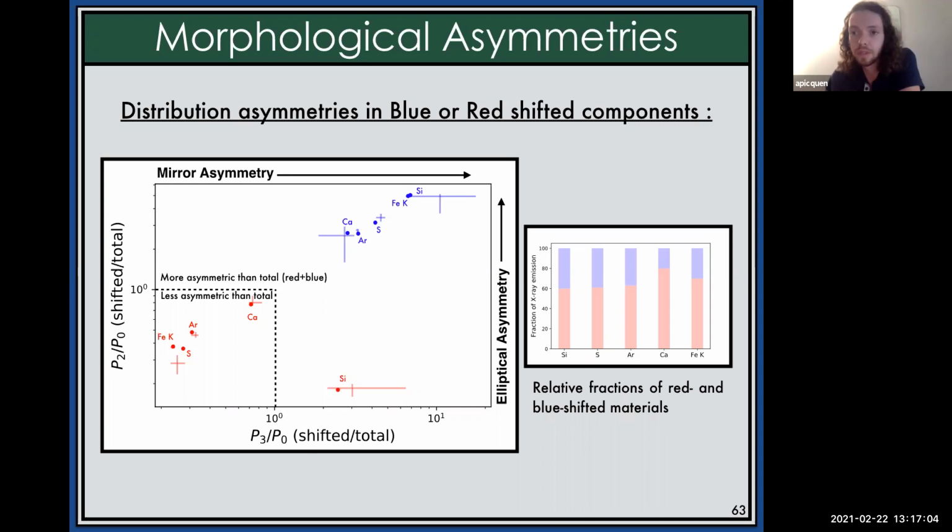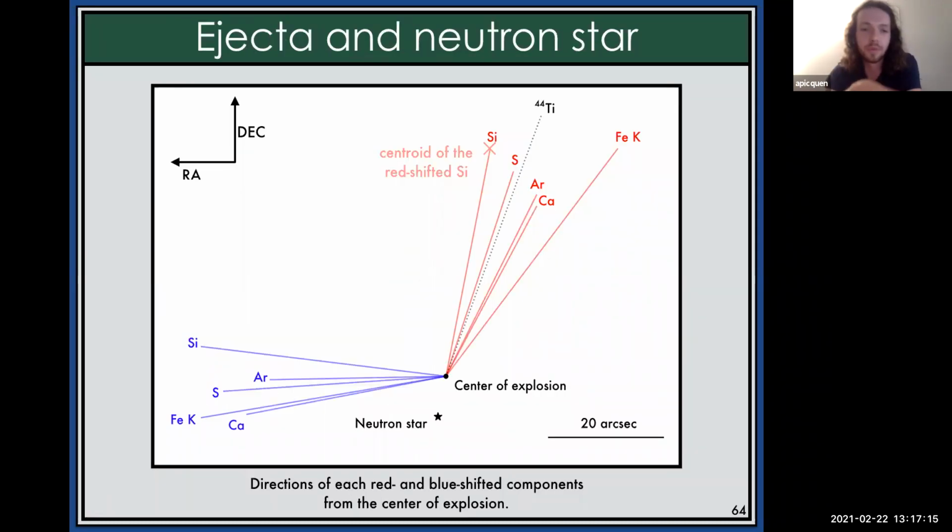which is consistent with past studies, but we have much more accurate and at least much more detailed and much more unpolluted images than the previous studies. Also with this, we were able to trace the directions of each red and blue components from the center of explosion, thanks to the different entries that we got, and compare it with the neutron star directions in comparison with the center of explosion. And we can see that the redshifted material is mainly going away from the neutron star, which is consistent with the idea of a kick induced by the recoil of the stellar material.